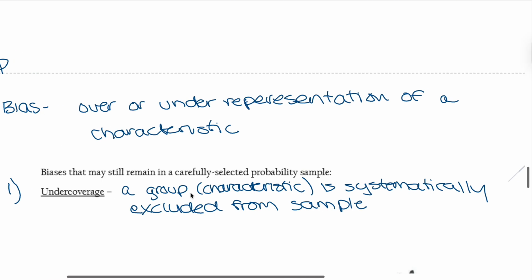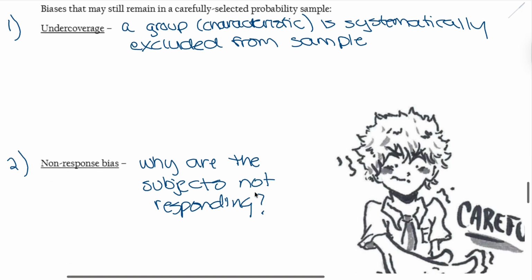A group or characteristic is systematically excluded from the sample. Another example of bias is non-response bias: why are the subjects not responding? Think about this: if you call every household, some of the households choose not to respond. You cannot just use the data collected from the people who respond to your survey and do a statistical analysis, because that will lead to bias. What are the reasons behind the people who do not respond? That may be related to the result of our statistical analysis.